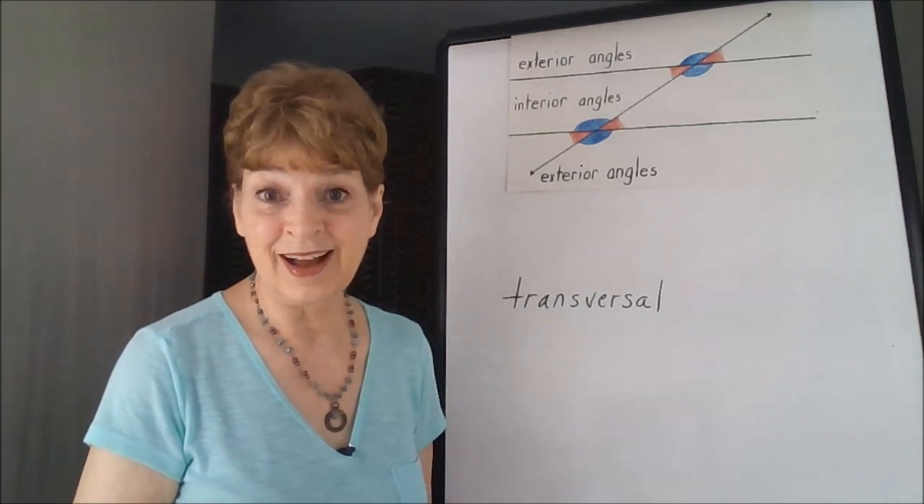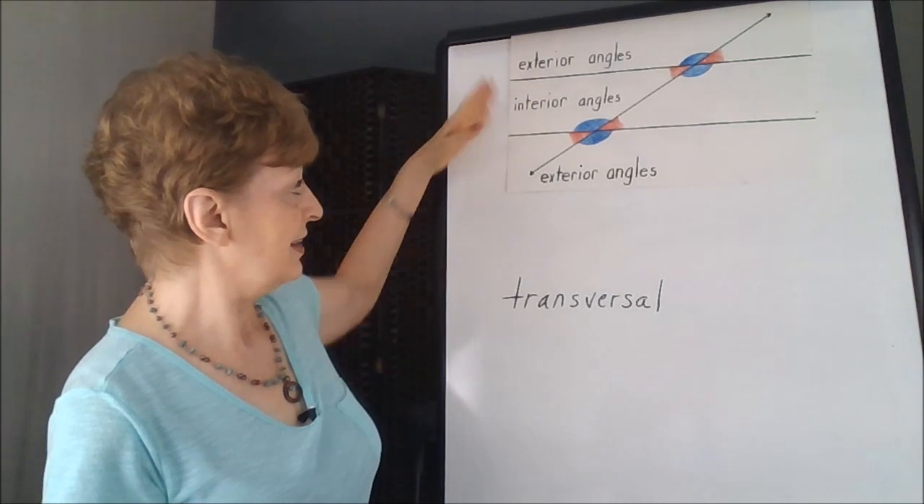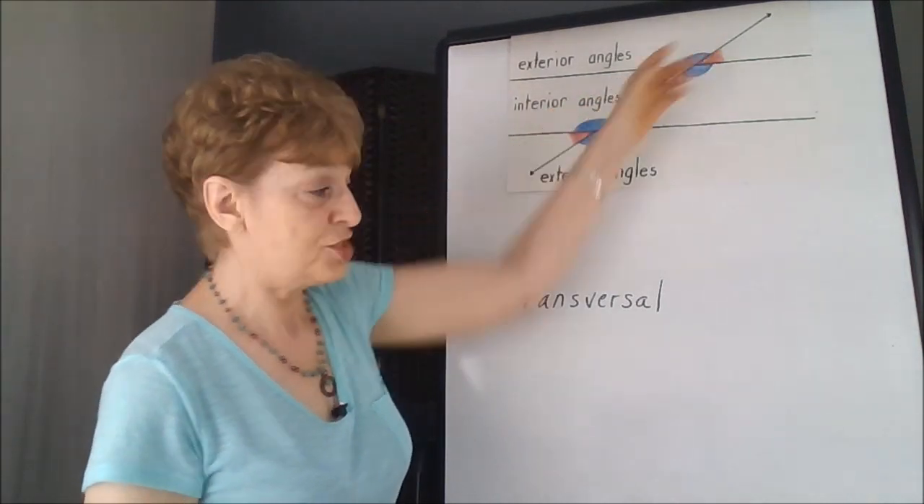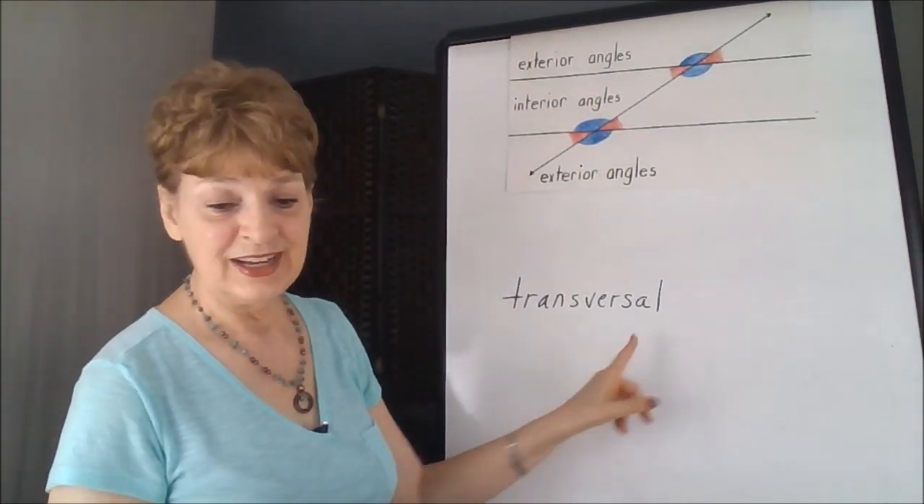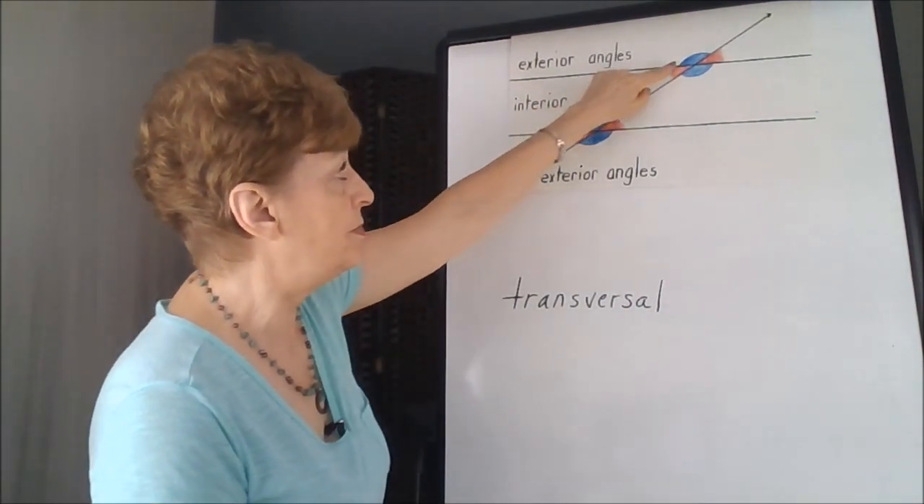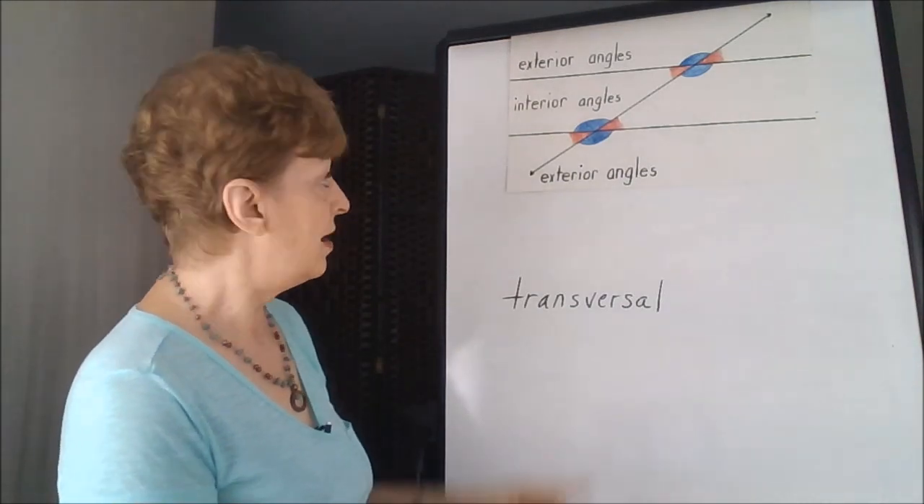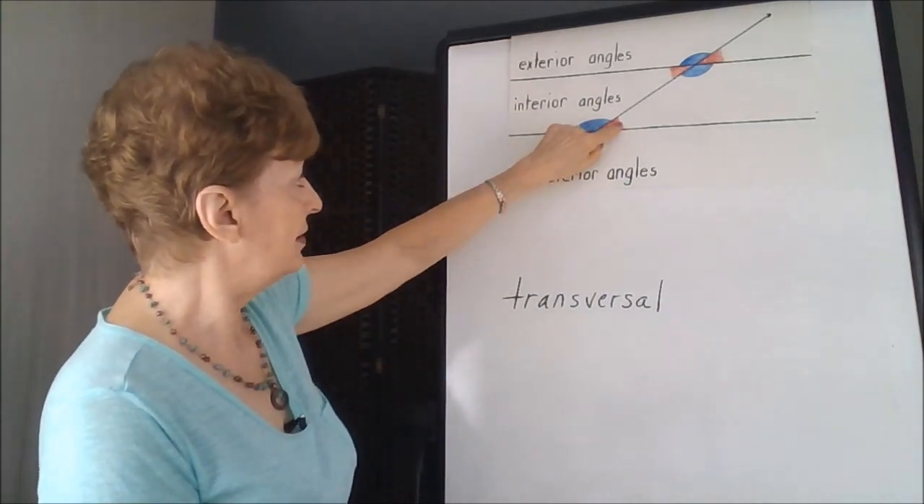Speaking of parallel lines, here are two parallel lines cut with a transversal. A transversal is another line that actually intersects both of the parallel lines. And of course, they form angles.